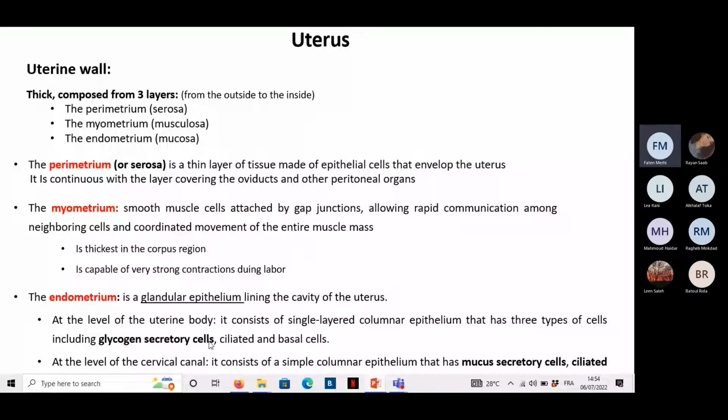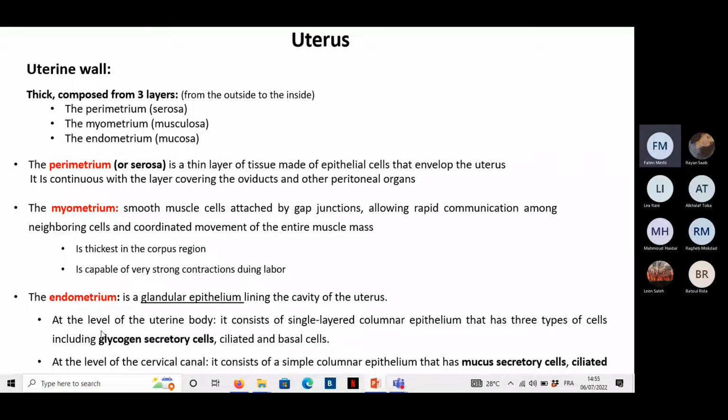And those secretory cells secrete glycogen that helps in the nutrition of the zygote during the implantation. Okay. So glycogen is used as a nutrition of the zygote during the implantation. And the columnar epithelial cells are ciliated. So this endometrial epithelium is constituted of ciliated columnar cells and basal cells, and it also has glycogen secretory cells.